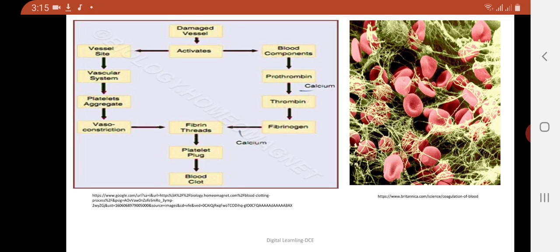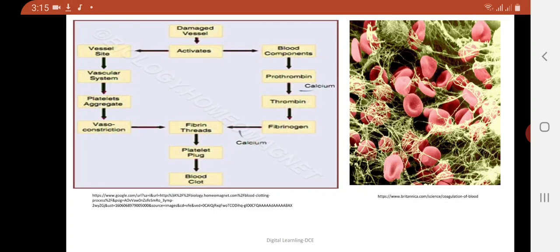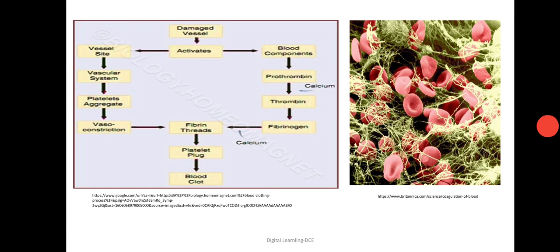Into that meshwork of the fibrin threads, the blood cells and platelets are entangled to form a clot. That clot plugs the injured or opened blood vessel to stop the bleeding. This is the process of blood coagulation.